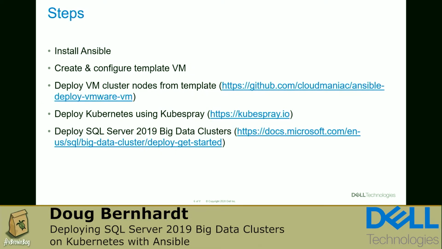Here are the high-level steps for this process. First, you'll need to install Ansible if you've not already done so. Next, create a template Linux VM to be used as the deployment source for our multi-node cluster. In this example, I'm using RHEL as my OS.